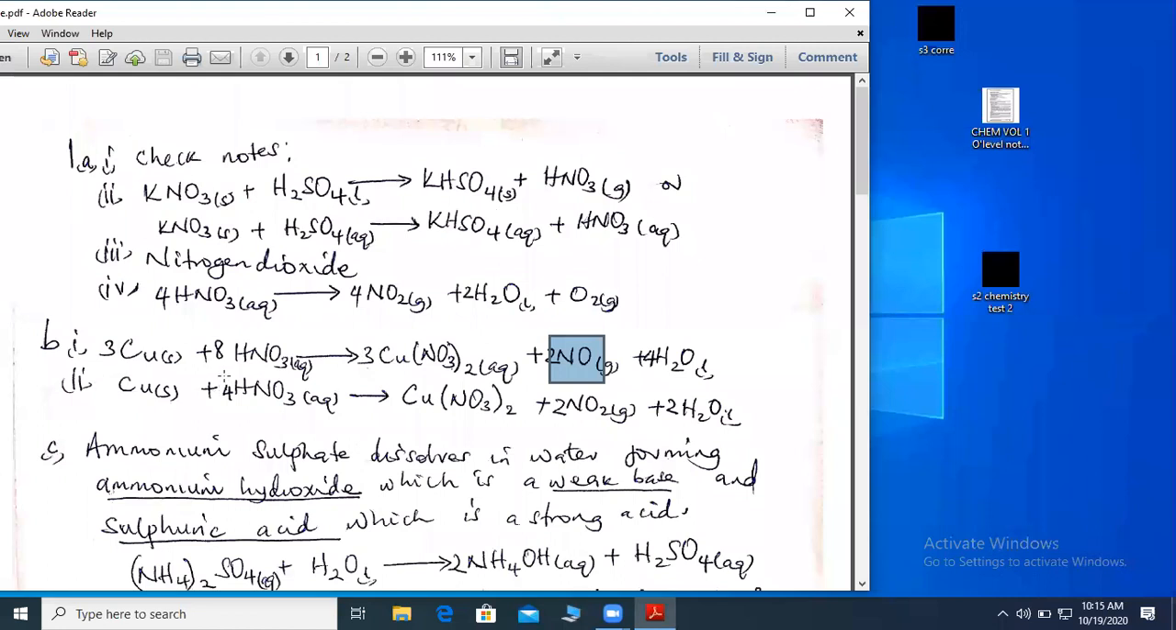However, when nitric acid is very concentrated, then the gas becomes nitrogen dioxide. So these are some of the important aspects that you should know as we go on, about nitrogen dioxide and nitric acid, these two reactions.